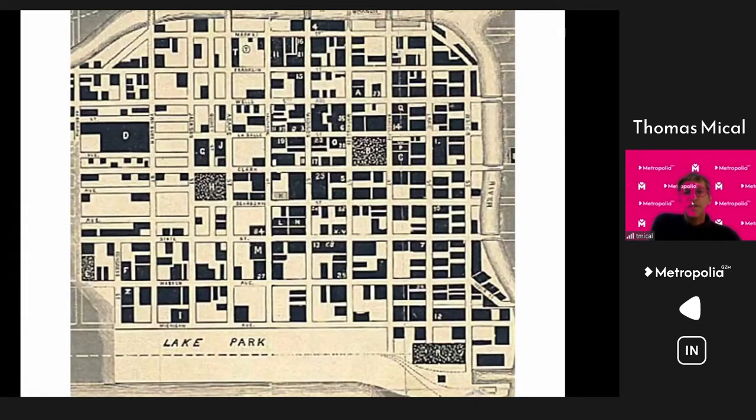The Loop itself, as it developed, became high density and a prototype of a compact city, although it is a walkable area. But there's something unusual about the Loop, and you look at this map. The orientation of north is to the right. Lake Park is now Millennium Park, and that is also the location for some, but not all, of Burnham's designs of the Great White Exposition.